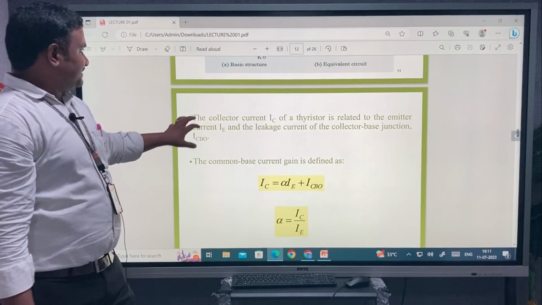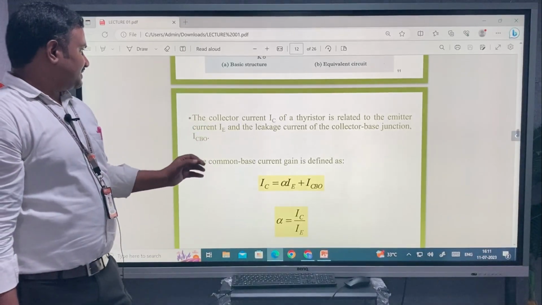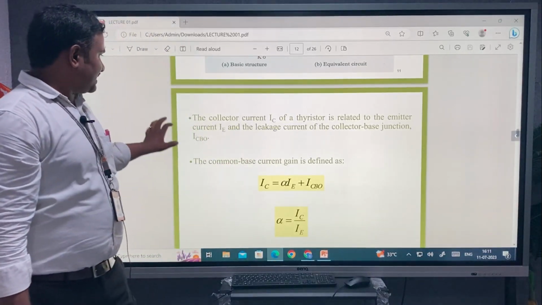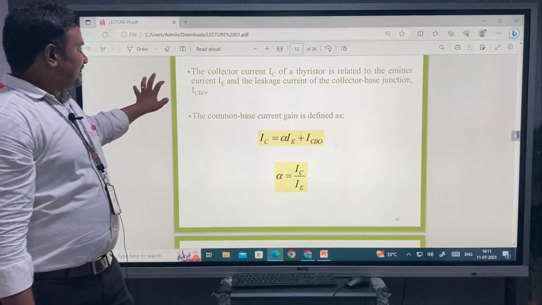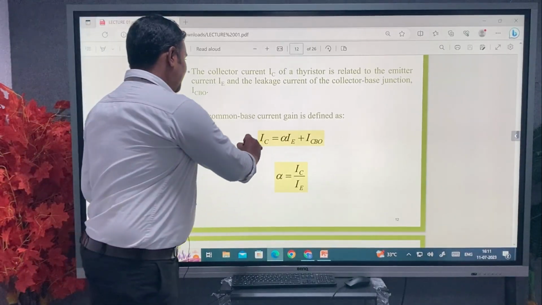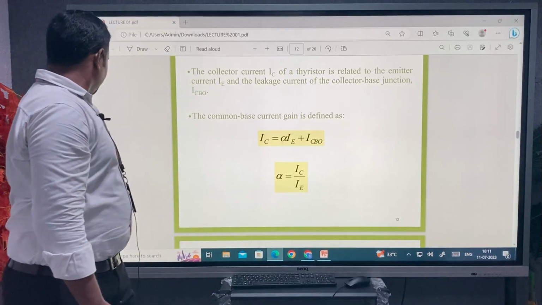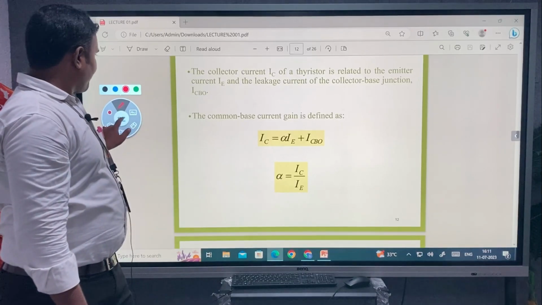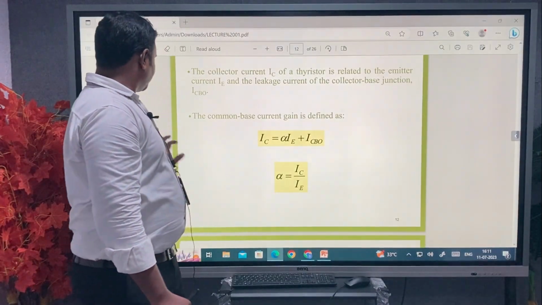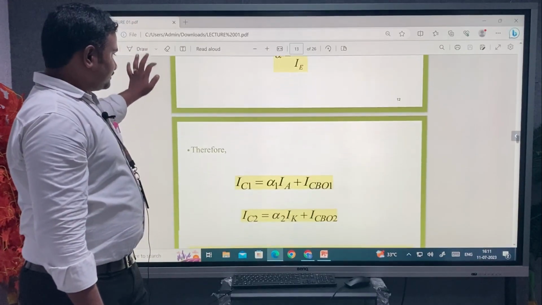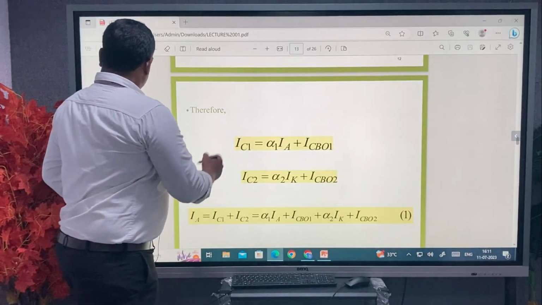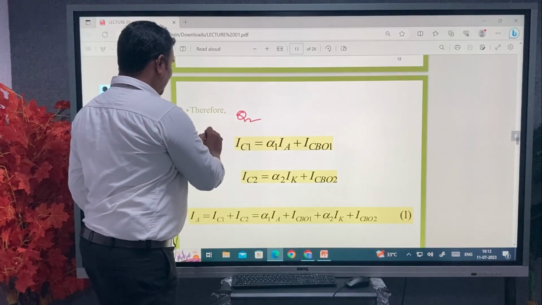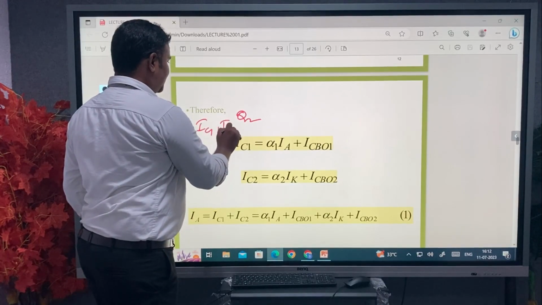So the collector current IC of the transistor is related to the emitter current IE and the leakage current of the collector base junction ICBO. So we can write the equation for collector current as alpha into IE plus ICBO. This is the fundamental equation in any transistor, where alpha is nothing but IC by IE. Therefore, the current given to Q2 is through the IC1 and IG.